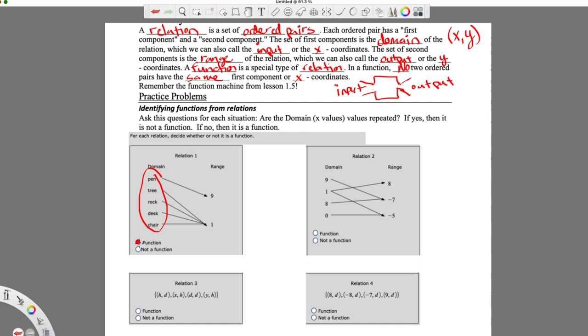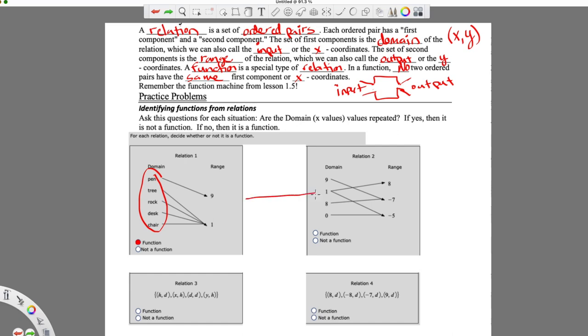And I know this causes some confusion for students because they look over here at the range and they go, well, pen is unique. It goes to 9, but then the other 4 all go to 1, so it is being repeated. The range is allowed to be repeated. The range can be used more than once. It's the domain that we're worried about. And we're going to see a visual of this on the next video so that you can actually see what's happening.